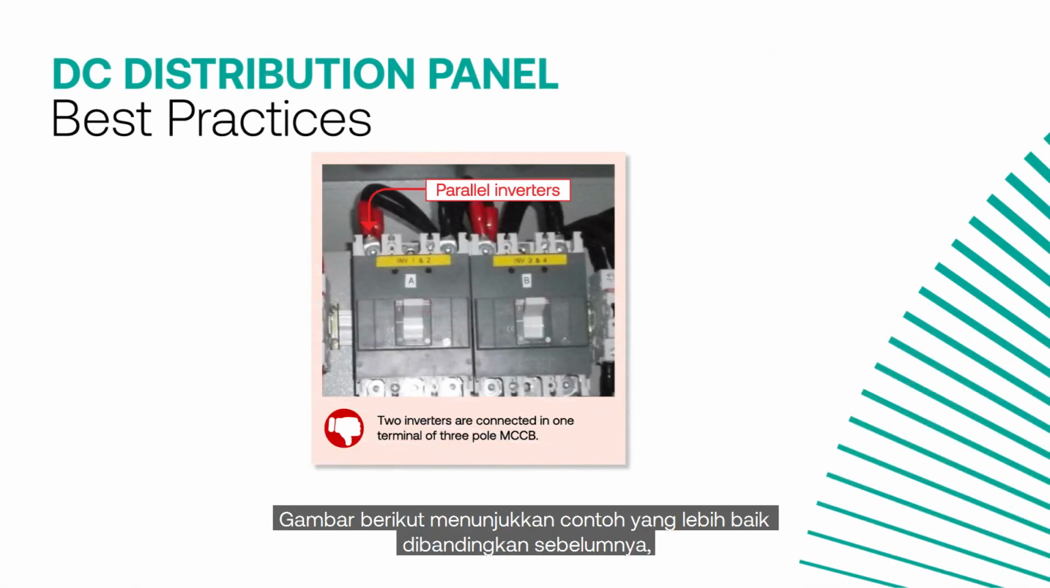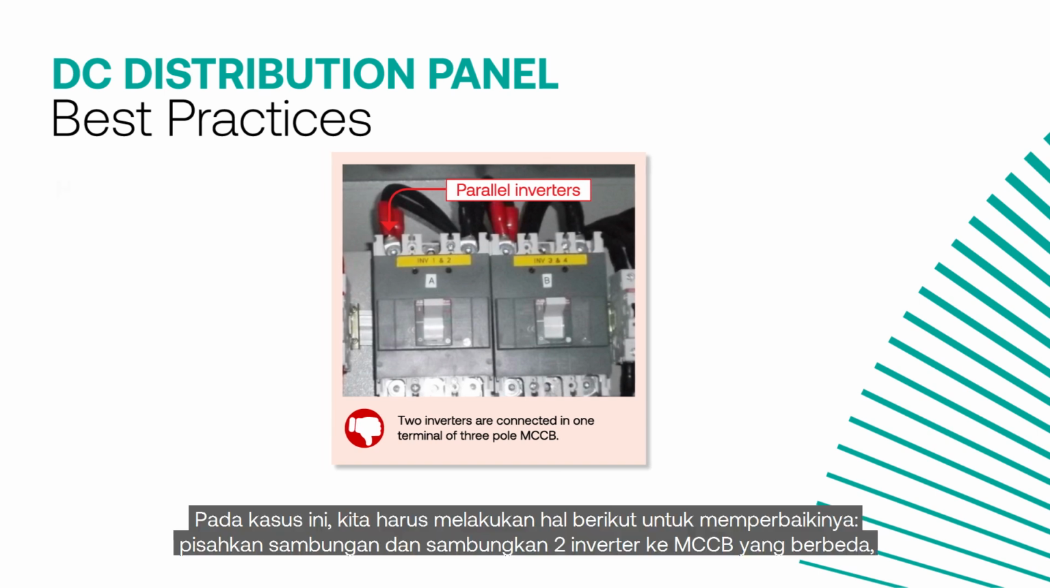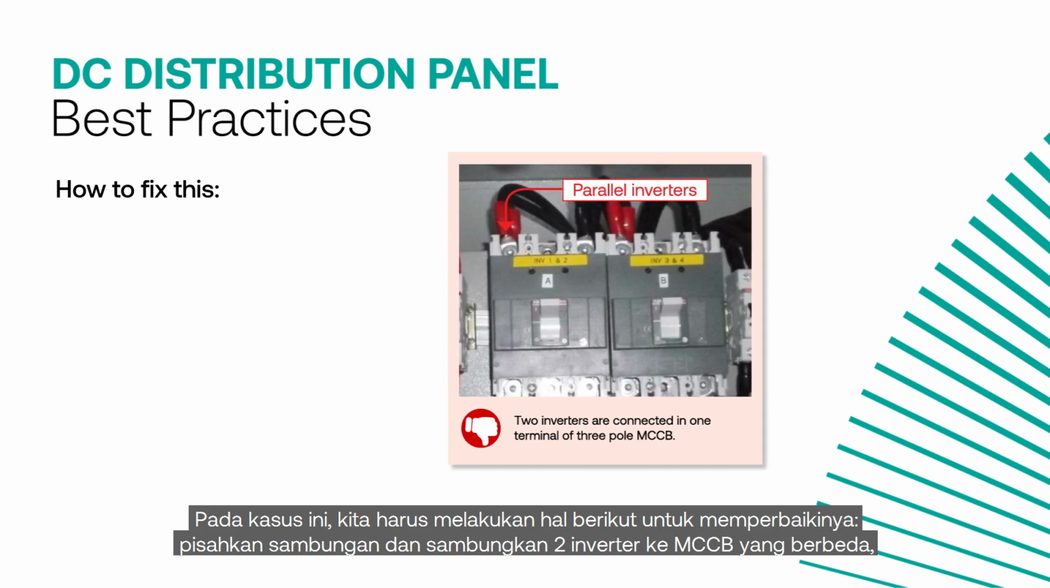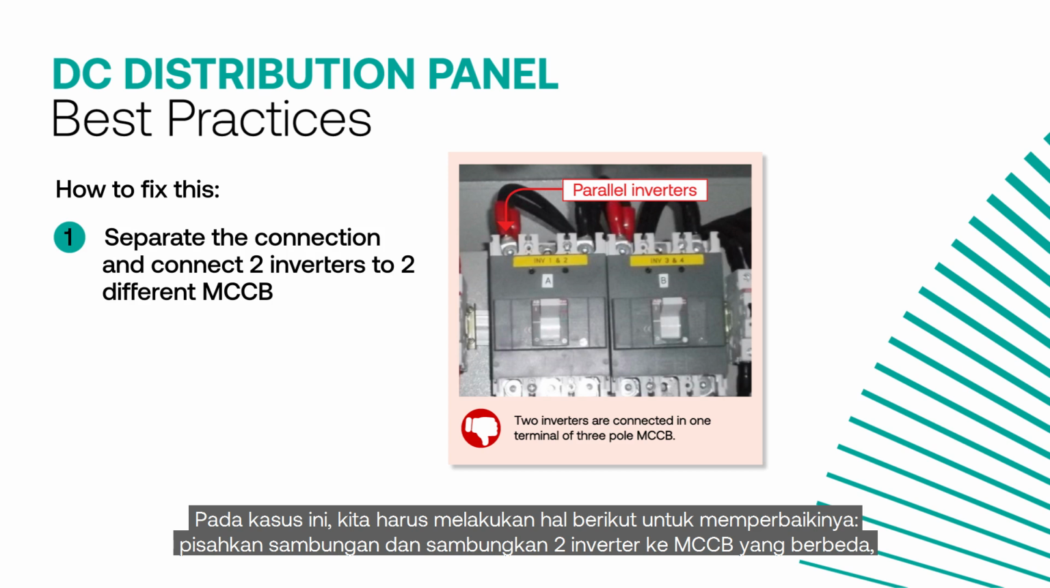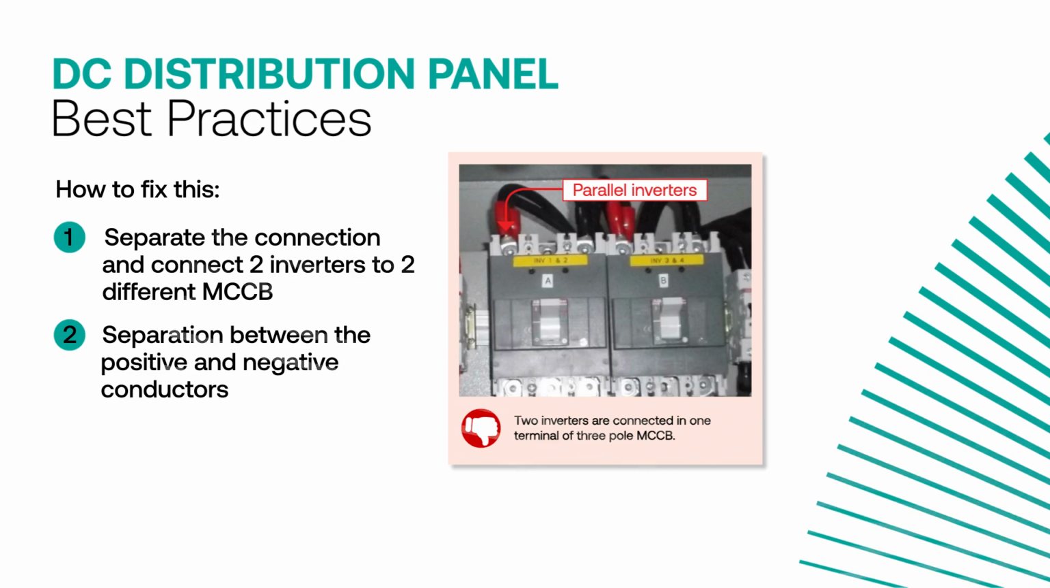This picture shows a better example of panel than the previous one because it is equipped with protection devices. However, two inverters are connected into one terminal of 3-pole MCCB. In this case, we need to do the following to fix this. Separate the connection and connect the two inverters into different MCCB. And use DC-rated MCCB as protection device for incoming cable from SCC and outgoing cable to battery inverter.